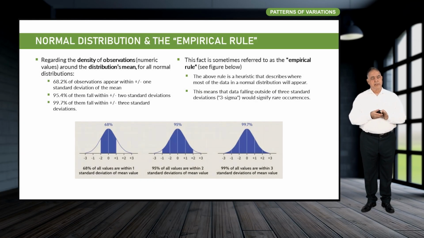And speaking about the empirical rule, the rule states that if our data is normally distributed, about 68% of all possible values are contained between plus minus 1 standard deviation from the mean, 95% between plus minus 2 standard deviations from the mean, and 99.73% of all possible values are within plus minus 3 standard deviations from the mean.